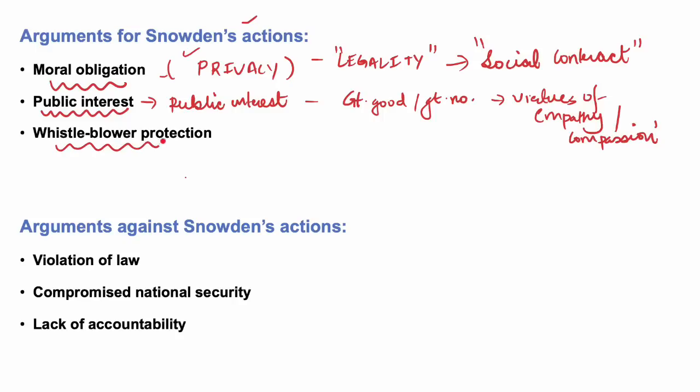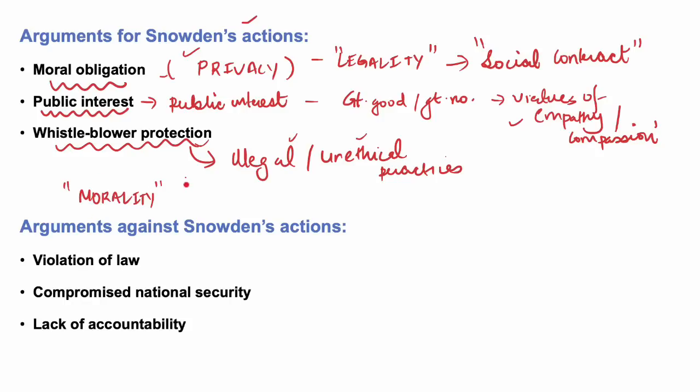And the third reason that can be used to justify Edward Snowden's action is whistleblower protection. Now, whistleblowers need to be protected as there is a general view that whistleblowers are individuals who expose the illegal and unethical practices of the organization or the state at large. They highlight the illegal or unethical practices which will hamper the interest of people at large. And thus it can be concluded that the values of empathy and compassion and the moral obligations, the morality.